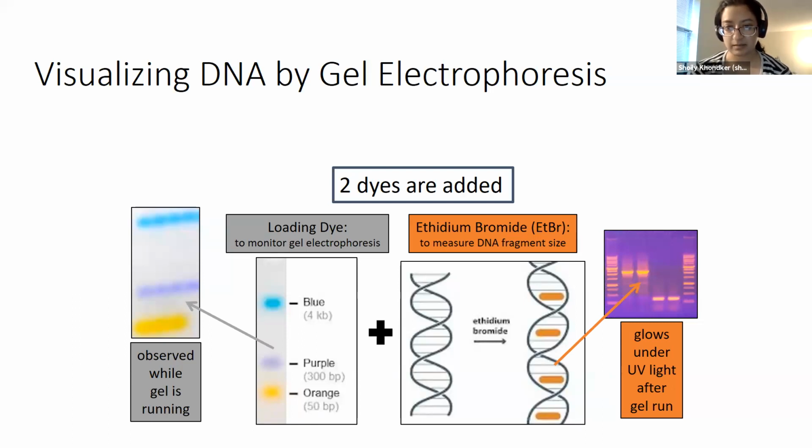Basically what ethidium bromide does is it binds the DNA and it fluoresces under UV light. So that will allow you to see the specific fragments of DNA under UV light. One thing to note here is that the loading dye won't show you exactly where each fragment of DNA is. It'll just give you a sense of where the smallest fragments of DNA are on the gel.